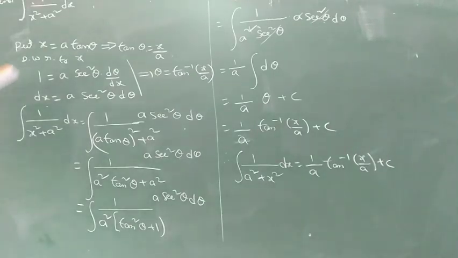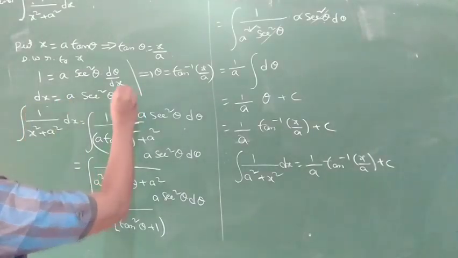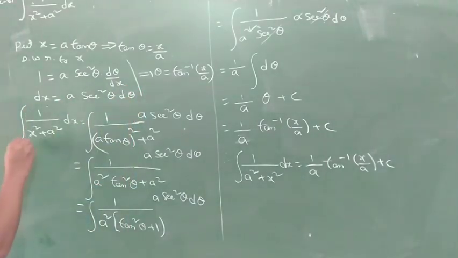So take the derivative with respect to theta: the derivative of x is 1, a is a constant, and the derivative of tan theta is secant square theta, and the derivative of theta is d theta by dx. So dx goes to the left side, dx is equal to a secant square theta d theta. So this is the problem, x square plus a square dx. What is x? x is equal to a tan theta, whole square, plus a square, and dx is equal to a secant square theta d theta.